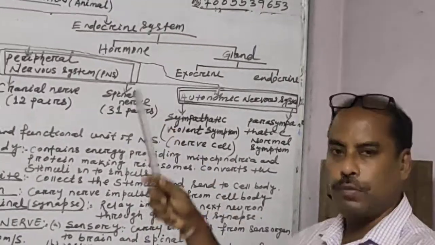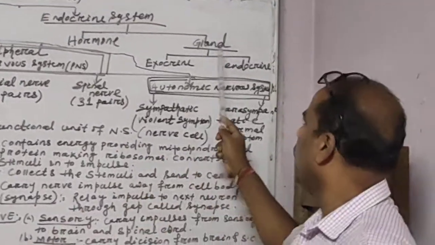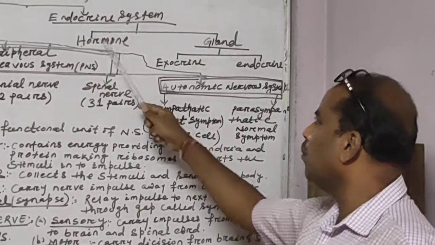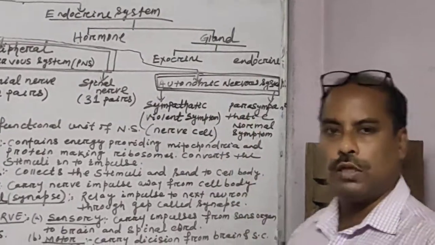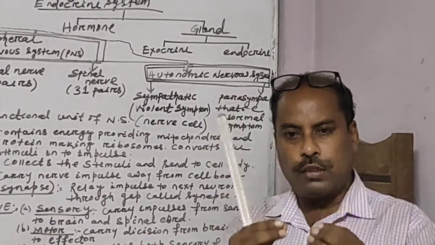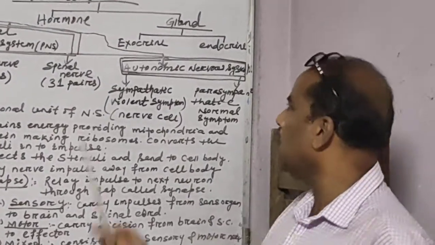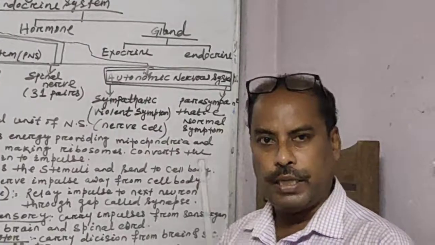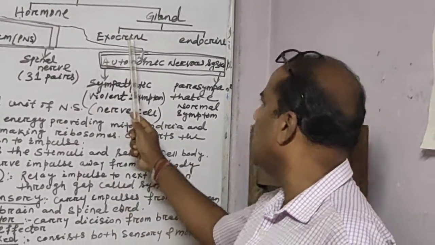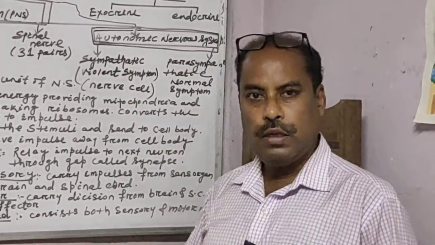That is secreted from the gland. And another is known as the gland. Hormone secreting organ is known as the gland. The organ from where the hormone is secreted, that is called the gland. So we have two types of gland in our body, that is called the endocrine gland and exocrine gland.